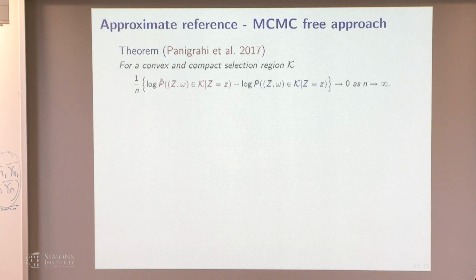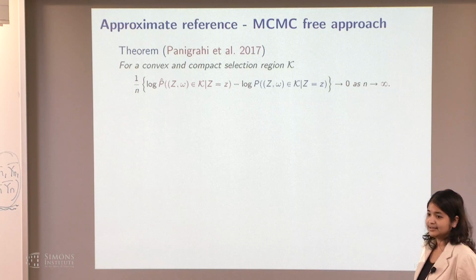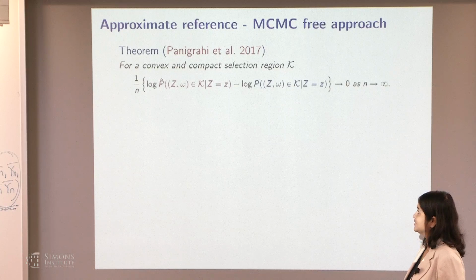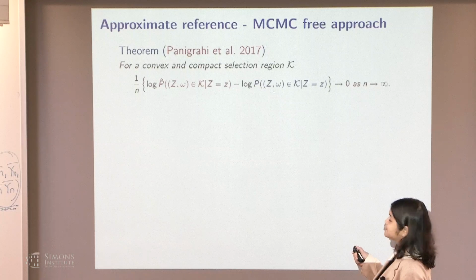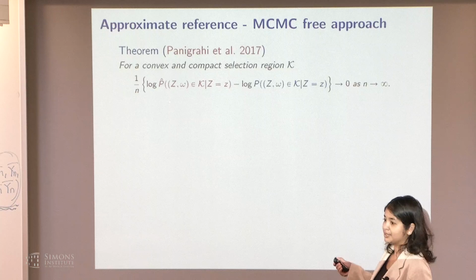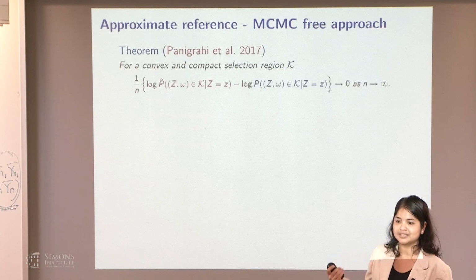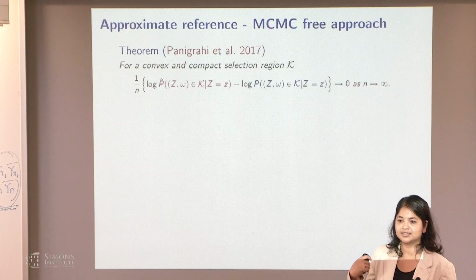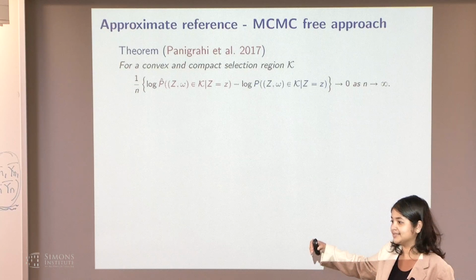Now, what is the guarantee on this approximation? If we have a convex and a compact selection region, then the guarantee on this approximation is that the difference between the log of this approximate probability and the log of the true probability goes to 0 when scaled over 1 over n. For people who are already aware of large deviations, what this tells you is that the approximate probability that I compute captures the true rate of exponential decay of the exact probability.